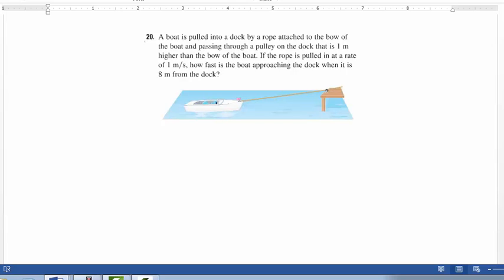So here's another related rates problem, number 20 from the textbook. A boat is being pulled into a dock by a rope that's attached to the bow of the boat, and it goes through a pulley on the dock that's 1 meter higher than the bow of the boat. So what you can see you're forming there again is going to be a right triangle.